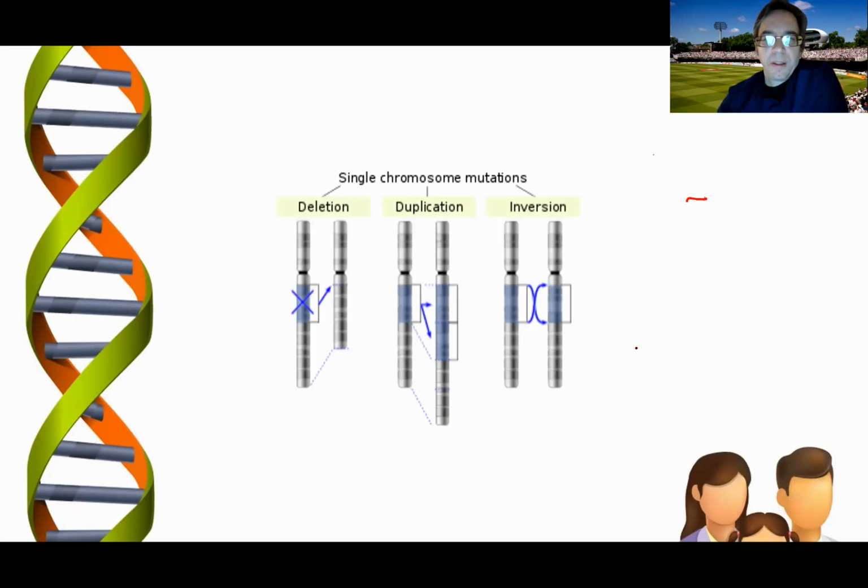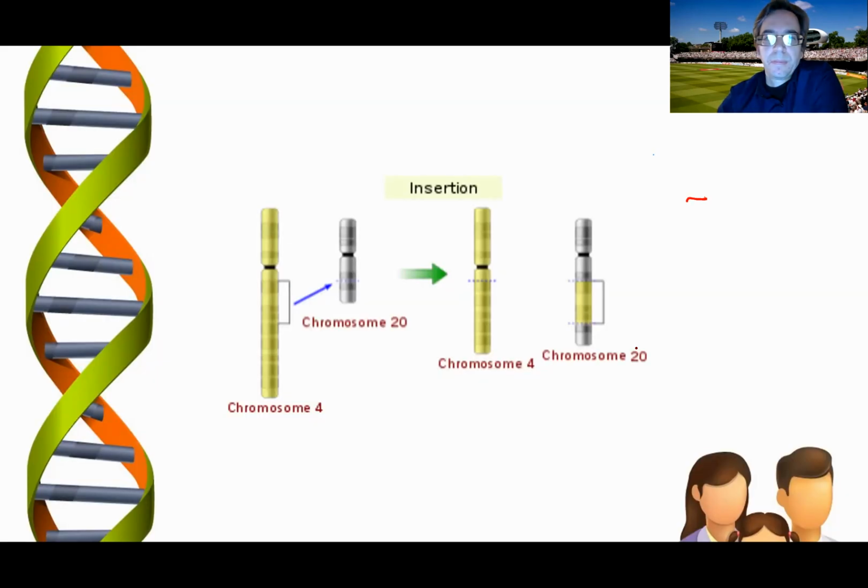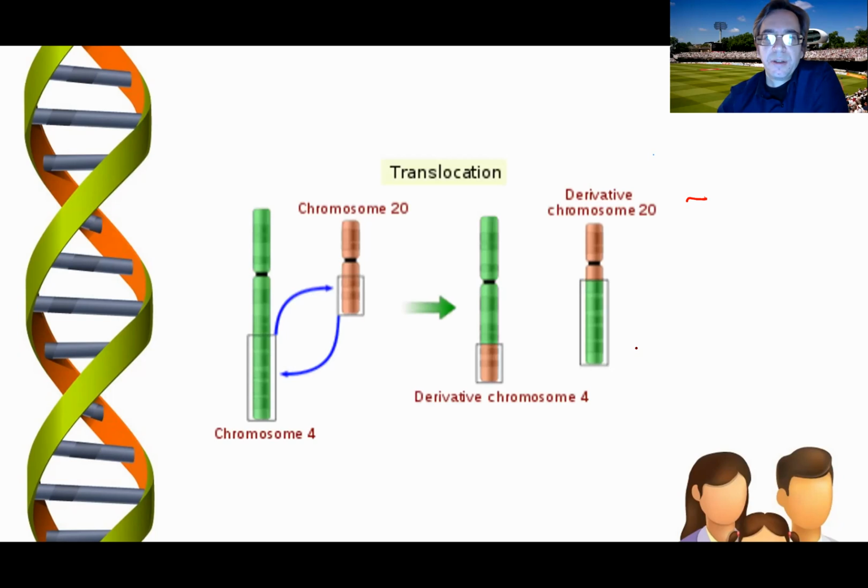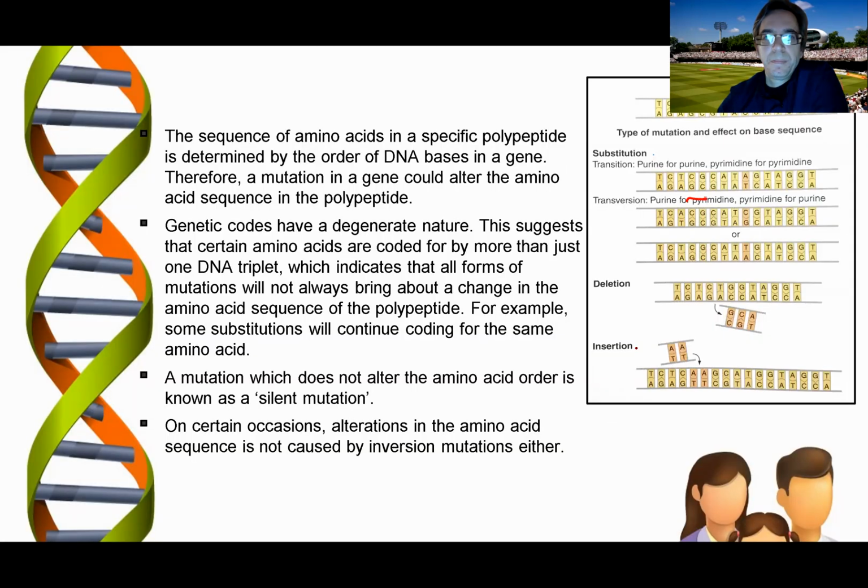So it looks a little bit like this. So this is insertion in particular chromosomes, translocation. So it's important to remember the sequence of amino acids is determined by the order of DNA bases in a gene. Therefore, one mutation in a gene can alter that amino acid sequence in the polypeptide. So a chemical change.